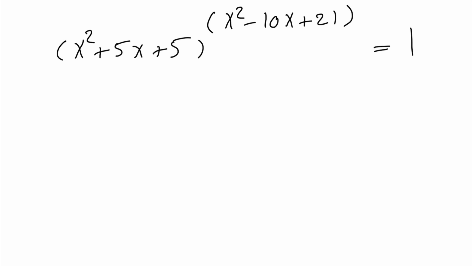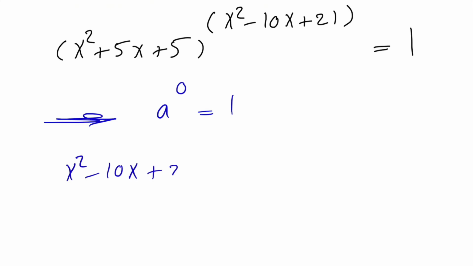Before we start, let's see what the conditions are and what different scenarios give us 1 here. The first scenario is that if we have a to the power of 0, regardless of a, we're going to get 1. If we follow this condition, that means x squared minus 10x plus 21 is equal to 0. Let's see if we get any roots here.